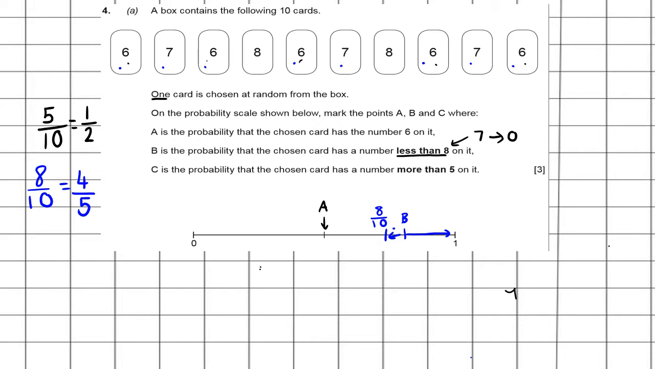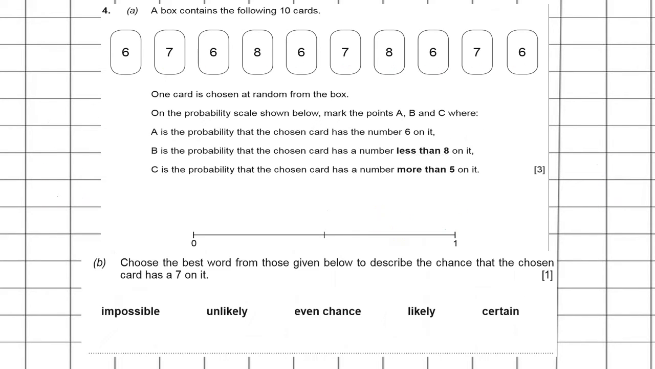And then C, the probability that the chosen card has a number more than 5 on it. As you can see from all these cards, they all have more than 5. So therefore it's a full 10 out of 10, which gives us a 1. So the probability of C is there.